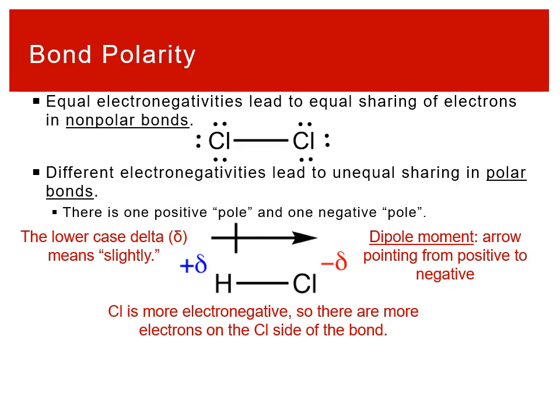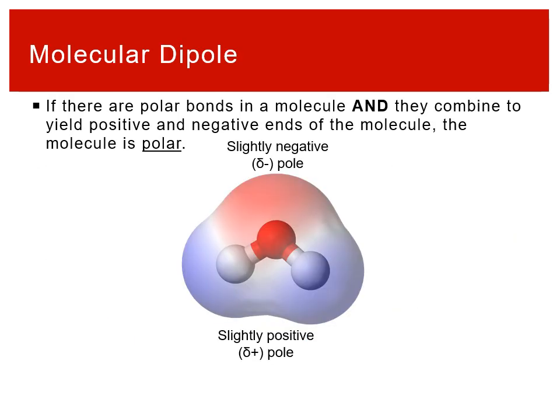Atoms that are different, like hydrogen and chlorine, have different electronegativities, unequal sharing of electrons. We call those bonds polar. One side is the positive pole, one side is the negative pole. But now we want to talk about entire molecules, which can also be polar. If a molecule contains bonds that are polar, and geometrically they combine to yield positive and negative ends of the molecule, the molecule is polar. So here's just a diagram of a water molecule.